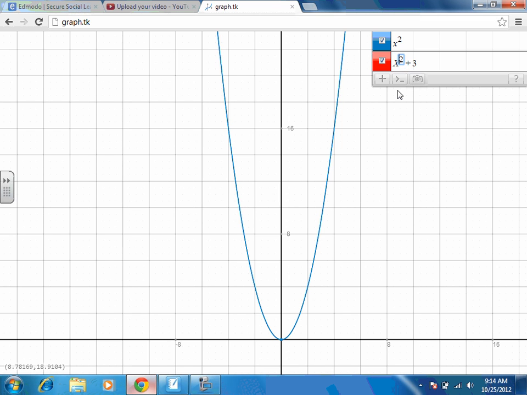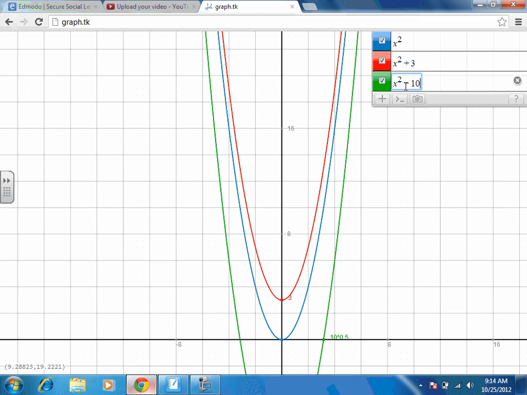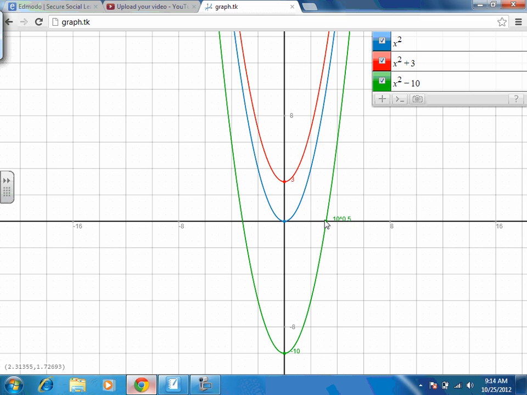There we go. So if you notice, we've moved 1, 2, well, 3 units. Each of these squares goes up by 2. Okay? So this parabola has been shifted up 3 units. And the third one we did was x squared minus 10. And if you notice, this is 10 down from the original. The original being our blue one. The red one shifted up 3 units. The green one shifted down 10 units.